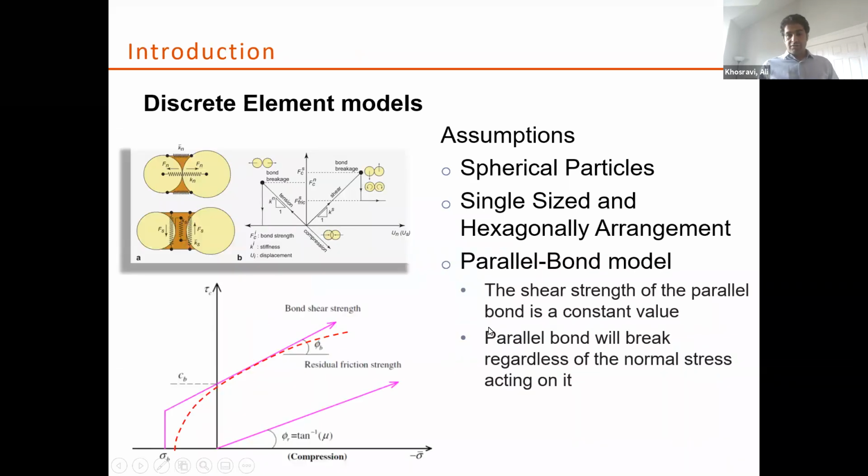About the parallel bond model, one of the conceptual assumptions we have in these types of models is that the shear strength of the bond is a constant value independent of the normal stress. For the unconfined compression condition, this can be a fair assumption. However, in reality, we know that CIS is under different confinement conditions, and shear strength before bond breakage or after bond breakage is going to be a function of normal stress.